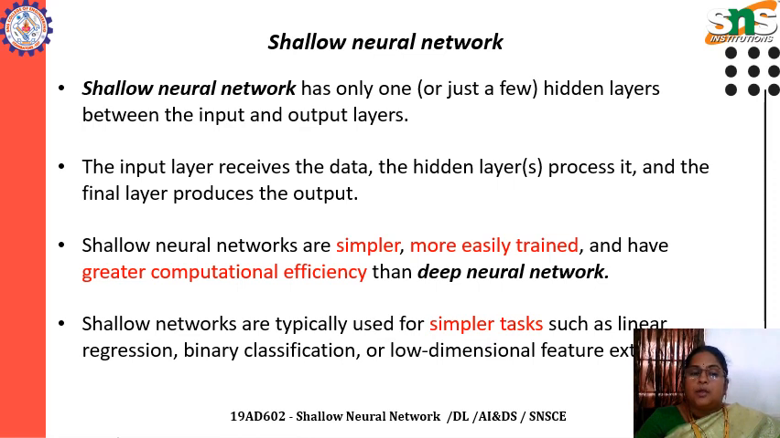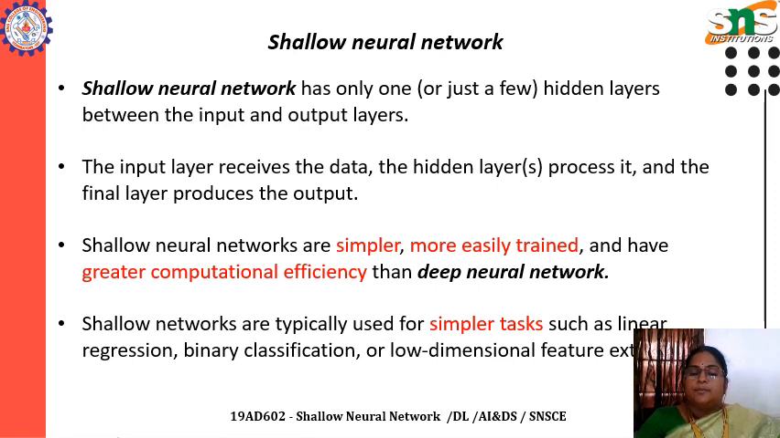So what is a shallow neural network? A network which has only one, or just a few, hidden layers between the input and the output layer is called a shallow neural network. This network is the same as a neural network, but it has some additional features. These networks are much simpler, more easily trained, and have greater computational efficiency than deep neural networks.